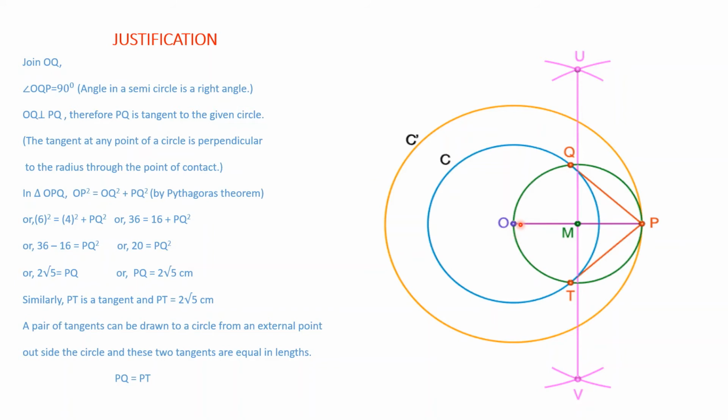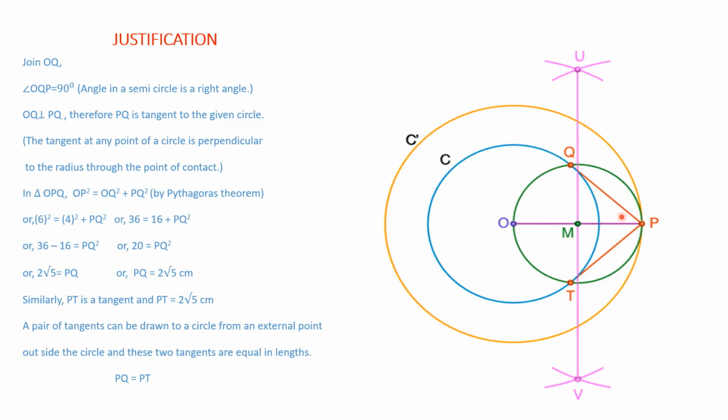Now we have to construct a tangent to a circle of radius 4 cm from a point on the concentric circle of radius 6 cm, which means we have to construct a tangent to circle C. To this circle we have to construct the tangent from a point which lies on circle C dash, the circle of radius 6 cm. So from a point on the circle of radius 6 cm, we have to draw two tangents to the circle of radius 4 cm, and both are concentric circles.